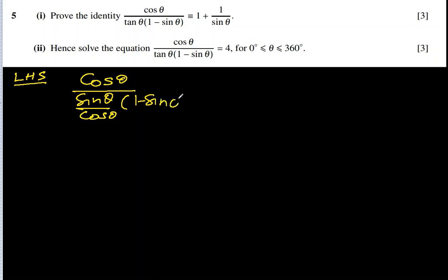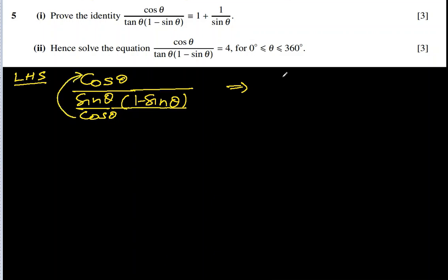Question 5, we have to prove this identity. Let's focus on the left-hand side. Cos theta remains cos theta. Tan theta can be written as sin theta over cos theta, and it is 1 minus sin theta. And why did I do this? Because the right-hand side has just sin theta, that means tan theta must go. Okay, now it becomes what? This cos theta is a denominator of the whole thing because they are multiplying, right? So it can multiply with the numerator.